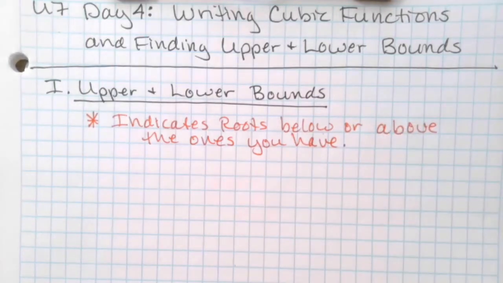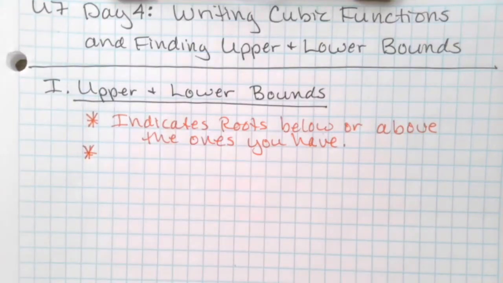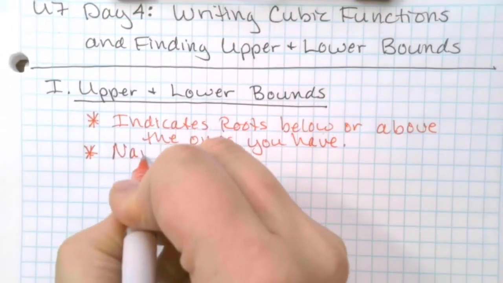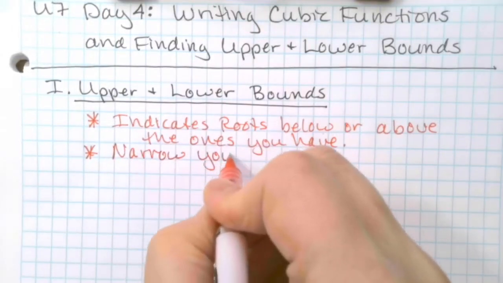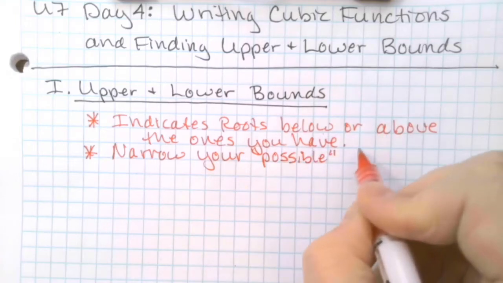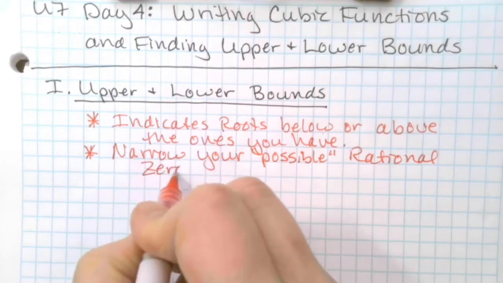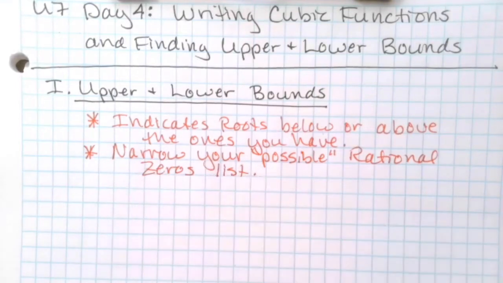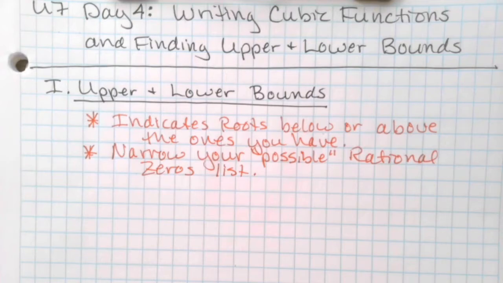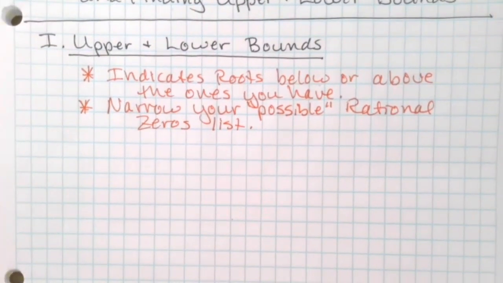And that helps, and what's nice about that is when you're using rational zeros theorem with that gigantic list of possibles, this can actually narrow your possible rational zeros list. The nice thing is it doesn't even require extra work. It just requires looking at what you've done and noticing the patterns.